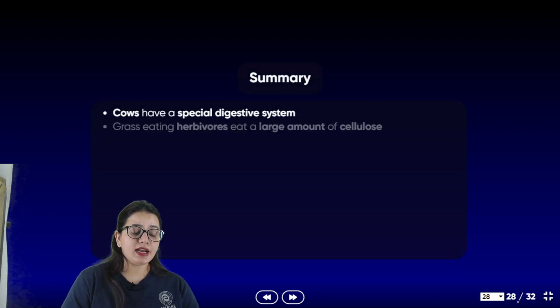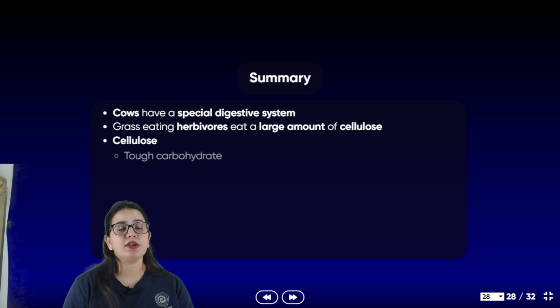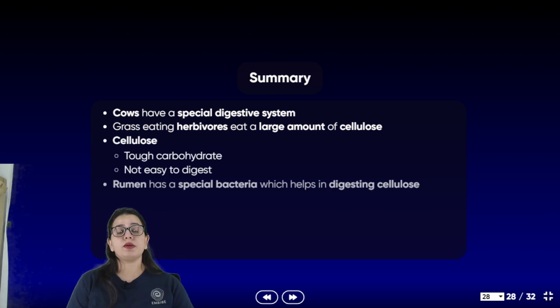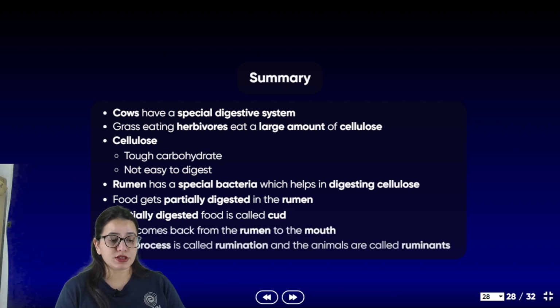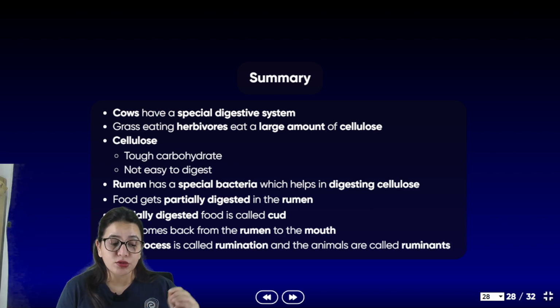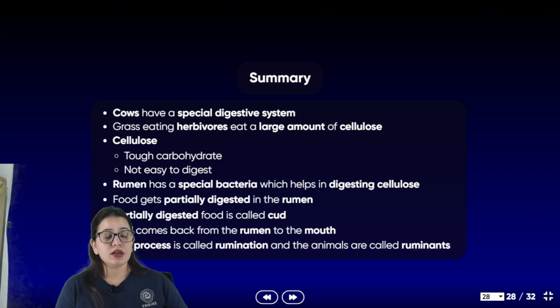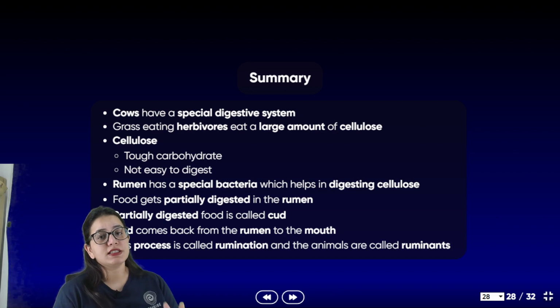Moving forward, coming to the end of the session, children, what we have studied about the ruminants, we have studied about the grass eating animals, because a cow has a special type of digestive system. The grass eating herbivore eats a large amount of cellulose, and the cellulose is a very tough carbohydrate and it is not easy to digest. The rumen has special bacteria which digest the cellulose.